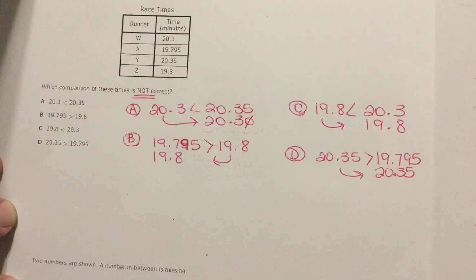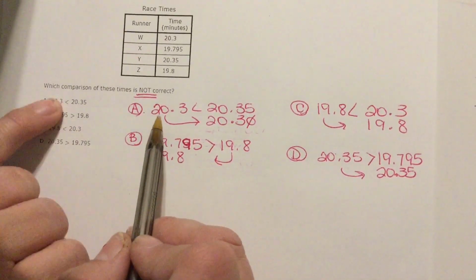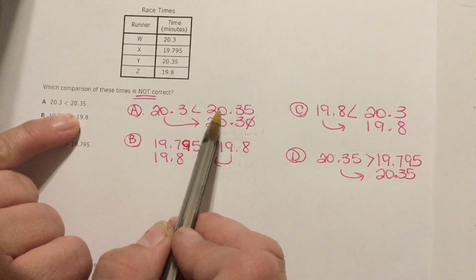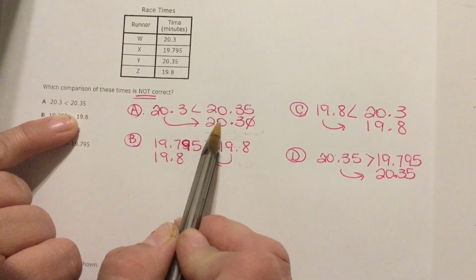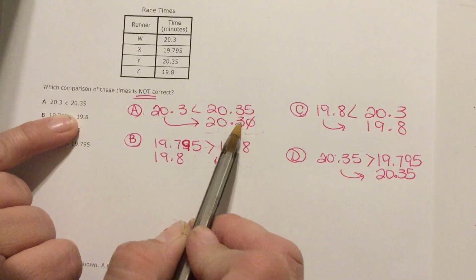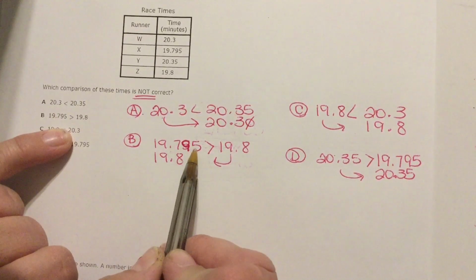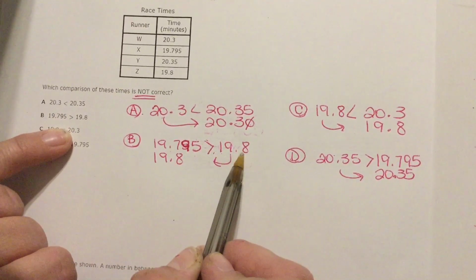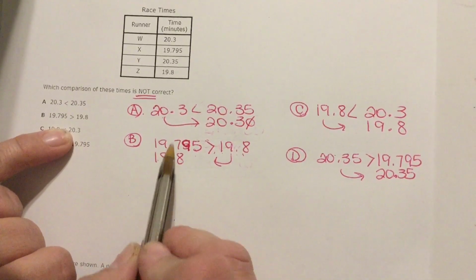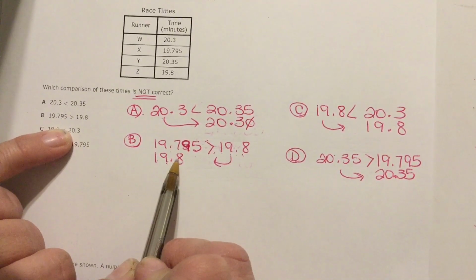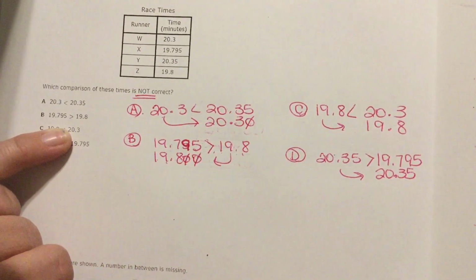All right, so let's look. I did this one a little different just to show you another way to look at it. So I did A, 20 3/10 less than 20 35 hundredths. And then I took 20 3/10 and I just moved it over here, lining up the numbers and the decimals, and then filling in the hole with a 0. B was 19 795 thousandths, greater than 19 8/10. 19 8/10 is smaller, so I just pushed it over here and lined up 19 decimal and then the tenths place. Okay, and then I'm going to fill in the holes with zeros.